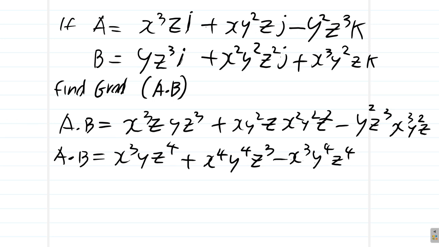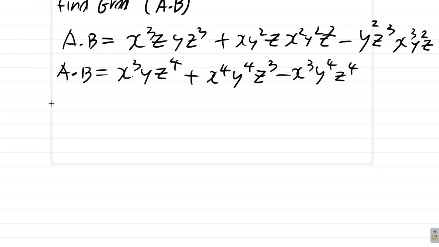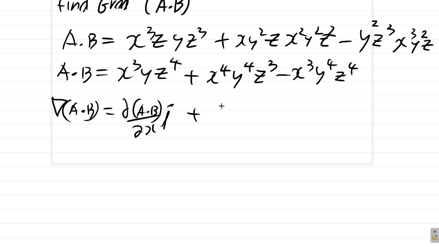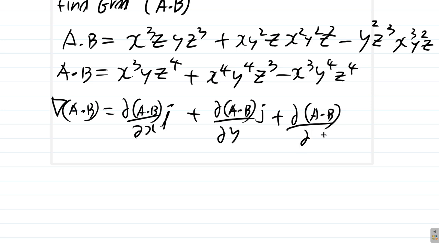Now you want to find the grad. Now the grad of A dot B is going to be the partial of A dot B with respect to x in the i direction, right? Partial A dot B by partial x in the i direction, plus partial of A dot B by partial y in the j direction, plus partial of A dot B by partial z in the k direction. See that?